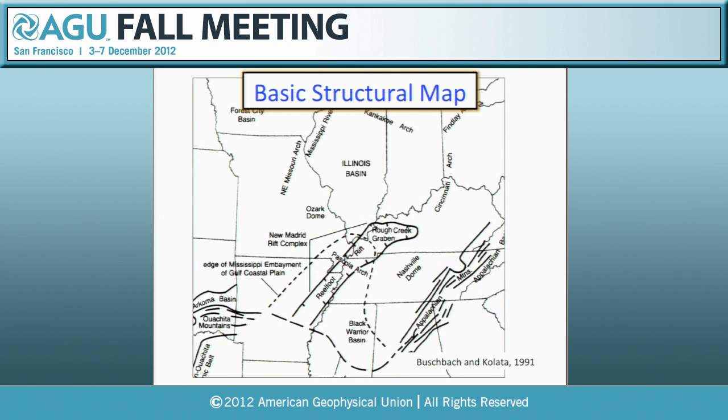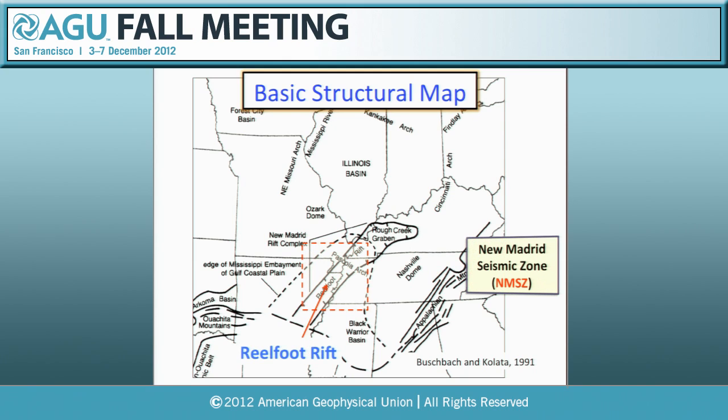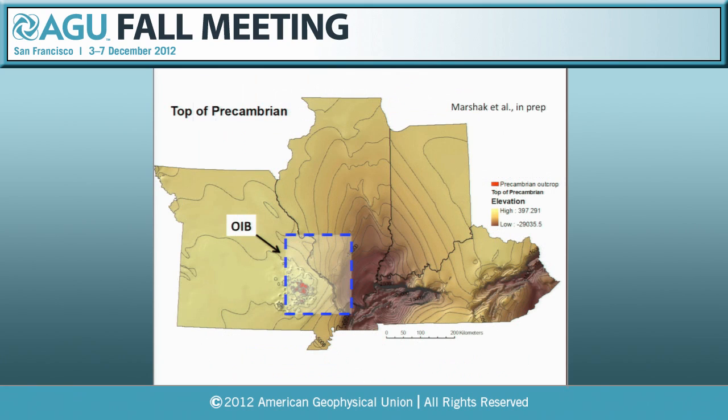The basic structural map of the central United States shows that in the New Madrid seismic zone, there's a failed rift, maybe initiated more than 1 billion years ago, about late Precambrian time. Now it is still active, while the Ozark Illinois boundary region is the transitional boundary between the intracratonic uplift in the Ozark Dome and the intracratonic subsidence in the southern Illinois basin.